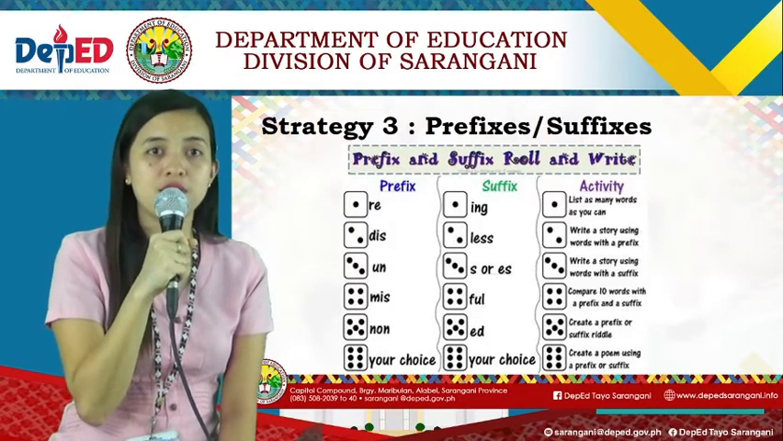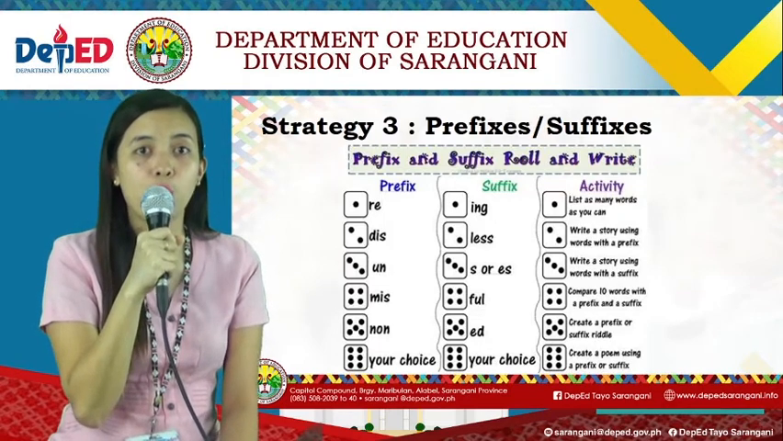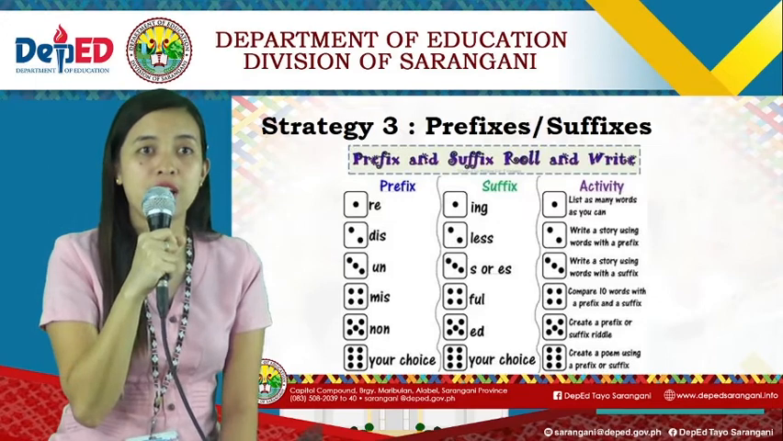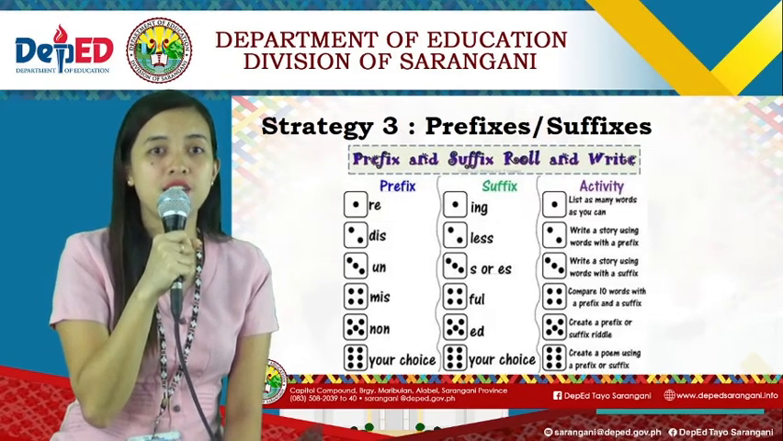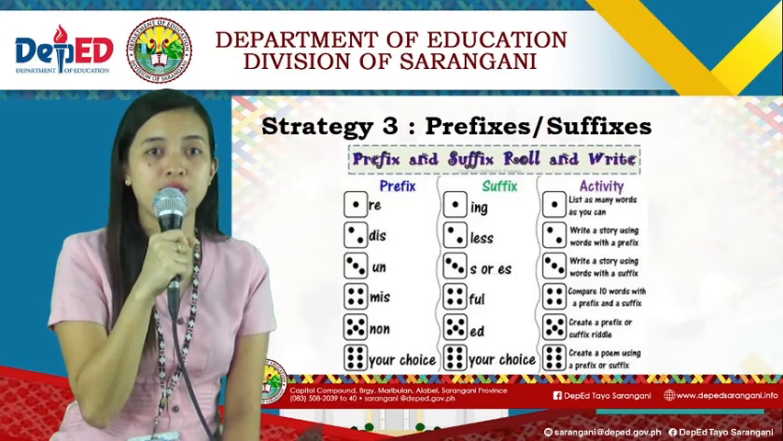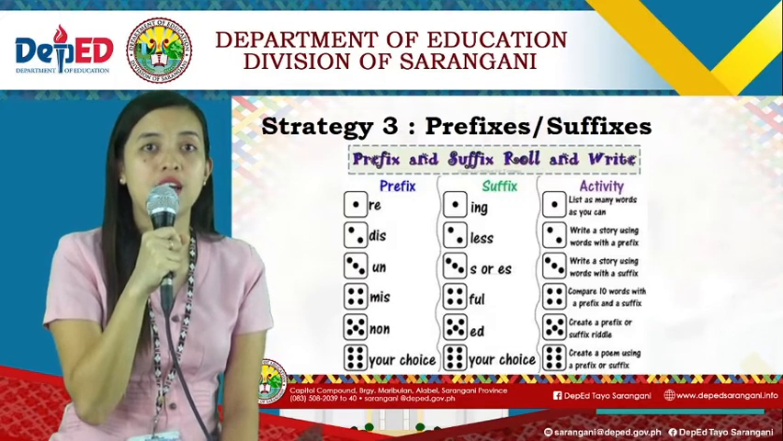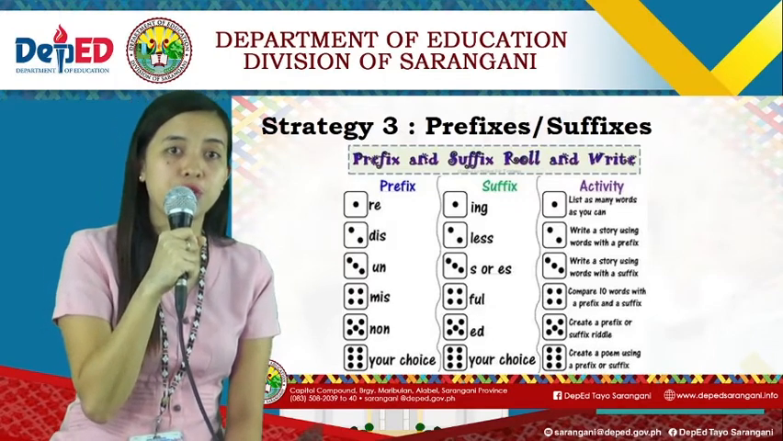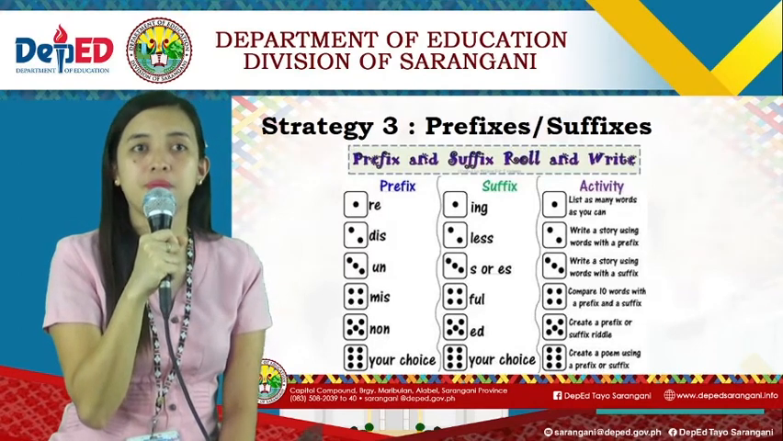For four dots, they should compare 10 words with a prefix and a suffix. So what are these words? Words that have the prefix "mis" and "ful." For the five dots, they have to create a prefix or suffix riddle. And for the last one, they can have their own choice of prefix and suffix, and the activity there is to create a poem using a prefix or suffix.